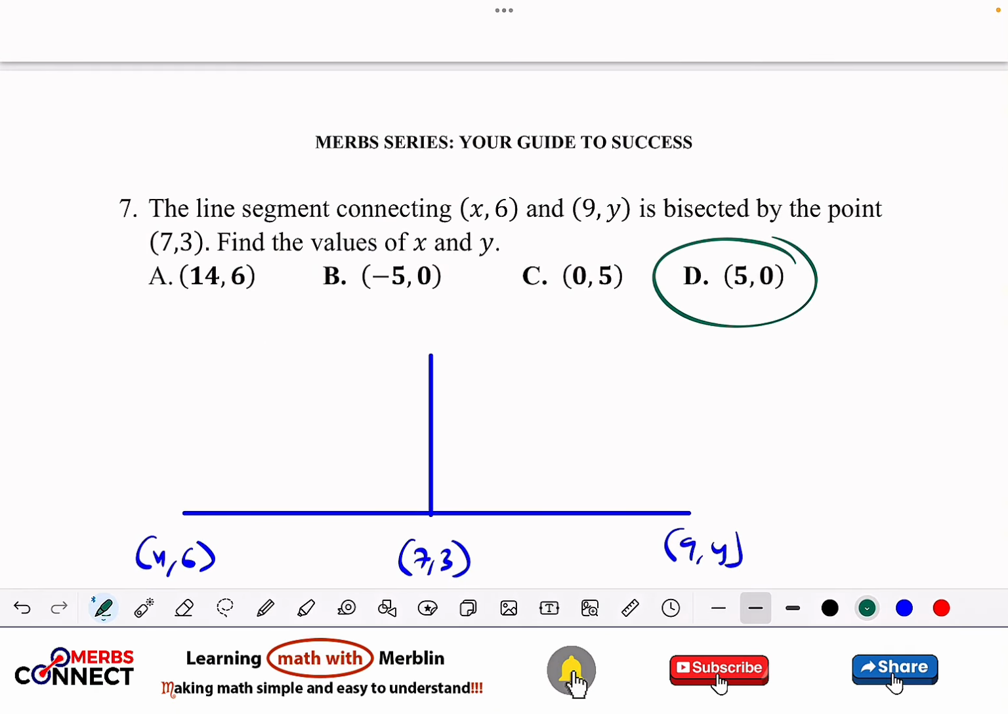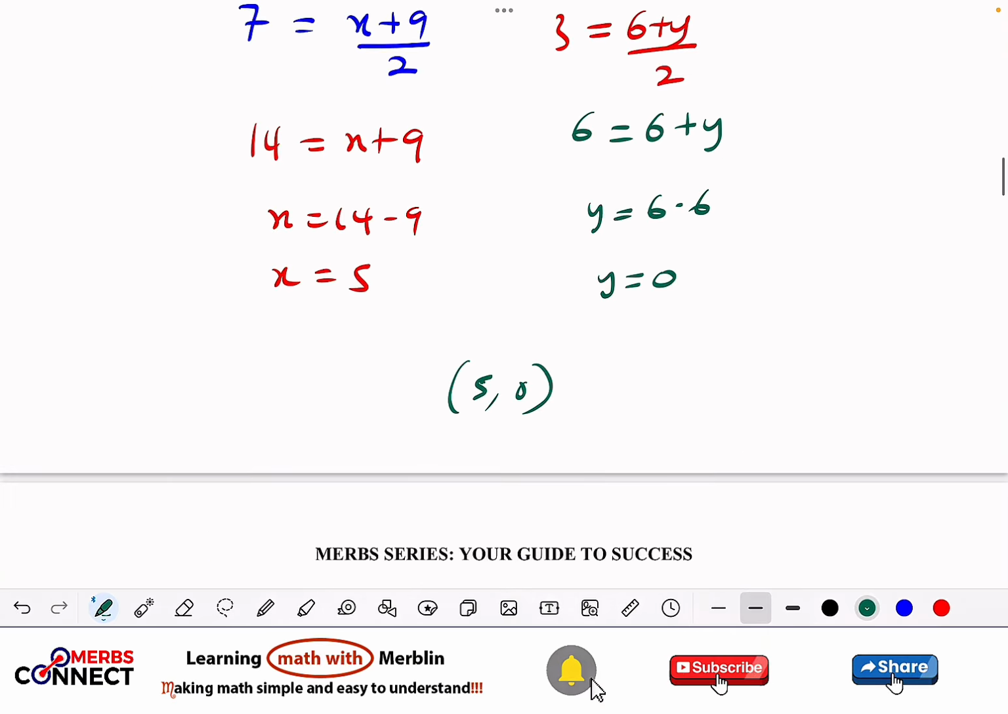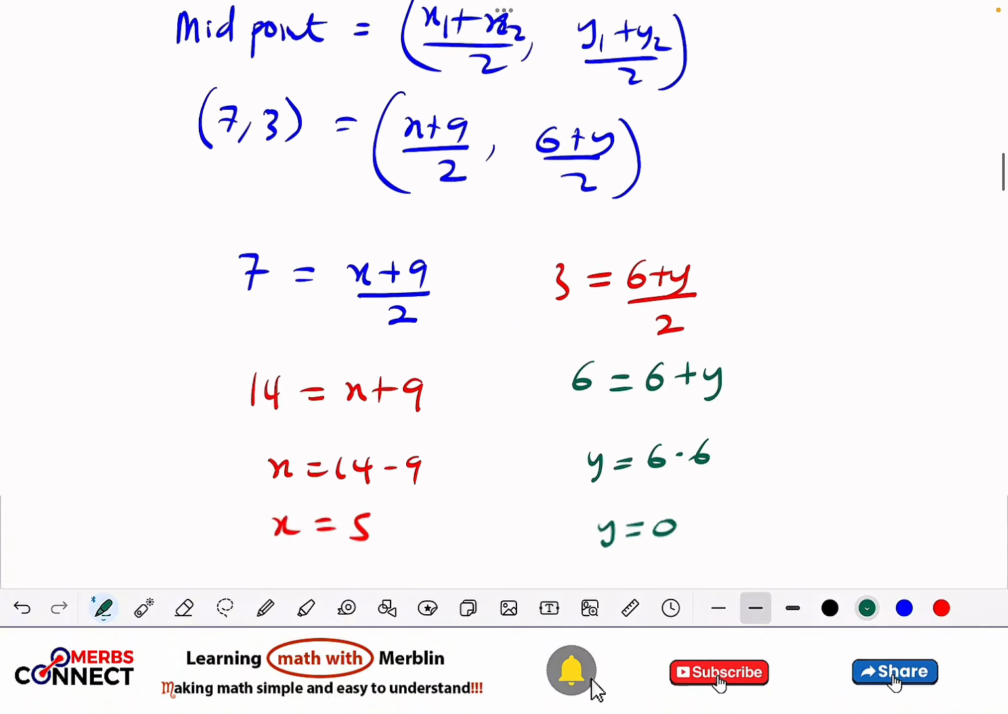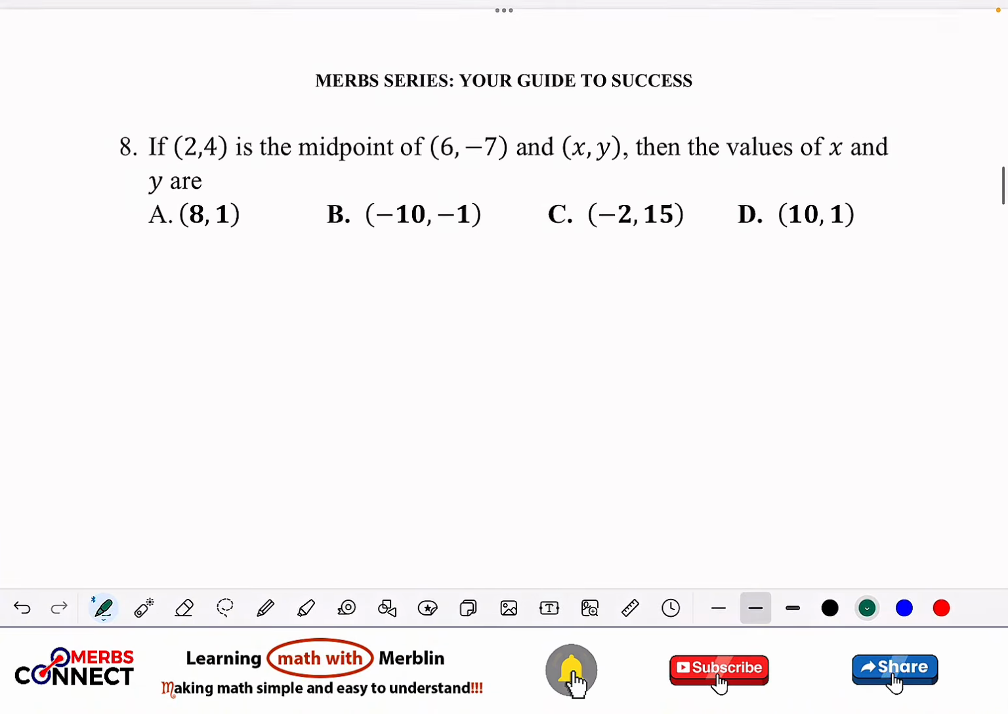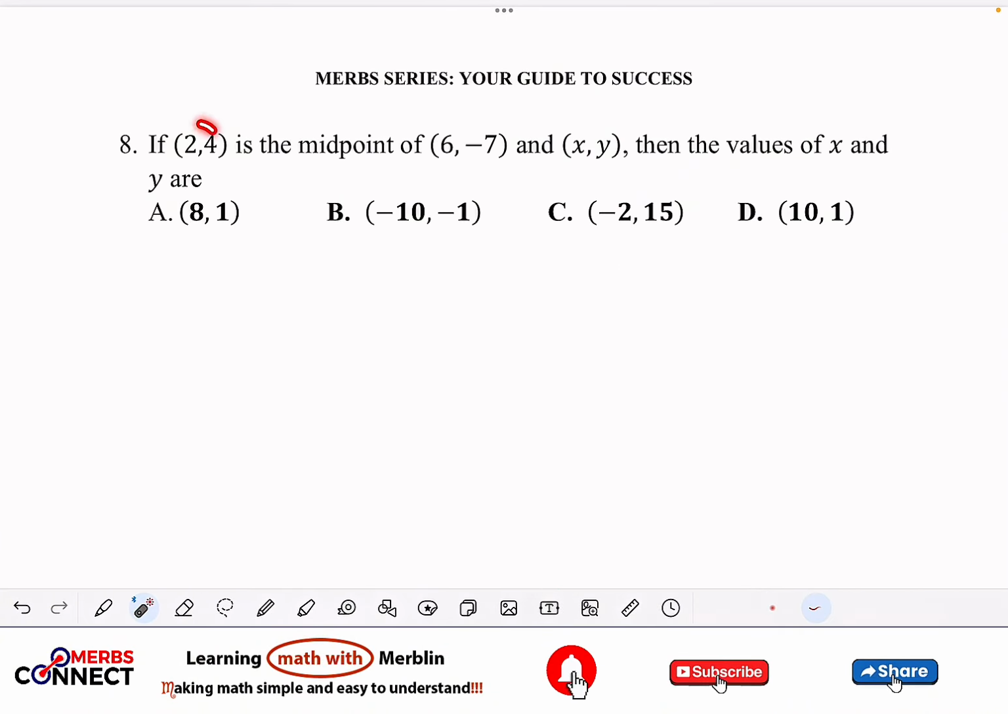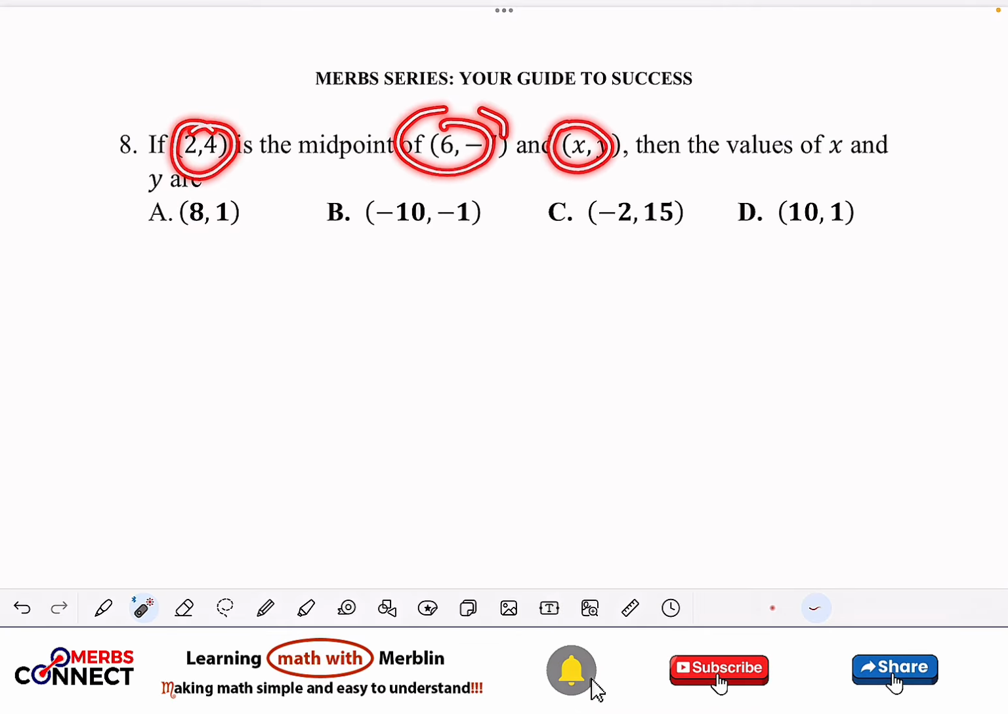So it's going to give us d, because x is 5 and then y is 0. So that's what we are going to get for this. So the questions are pretty much straightforward. Now, if this point is the midpoint of this and that, then find the value of it.